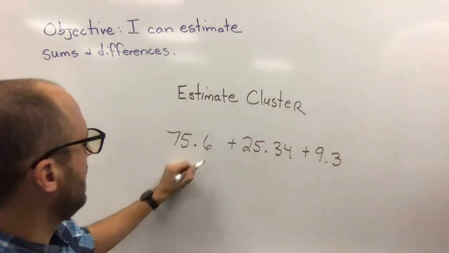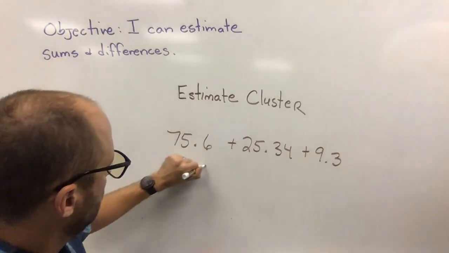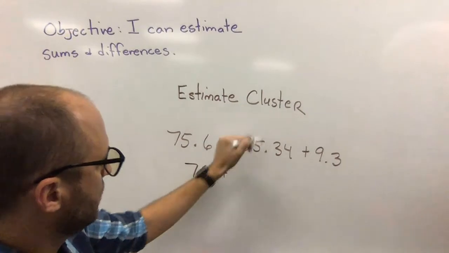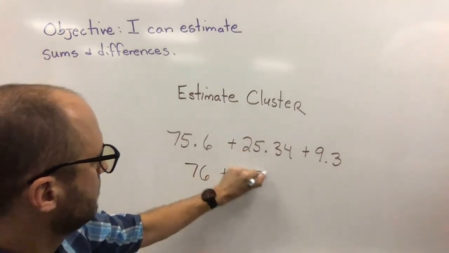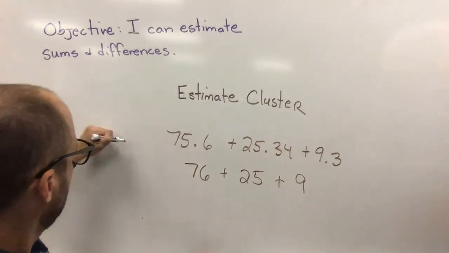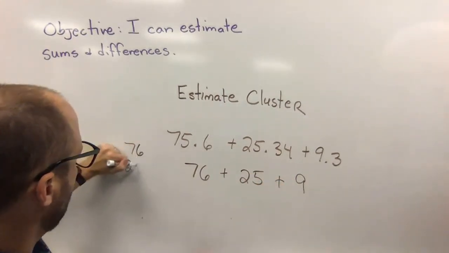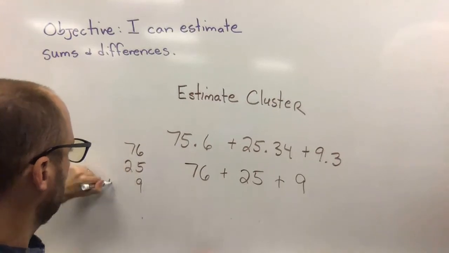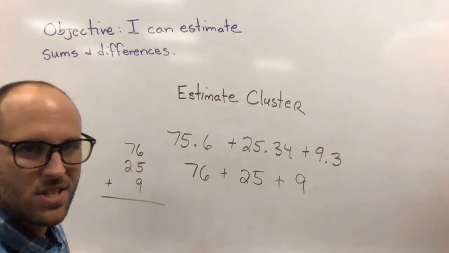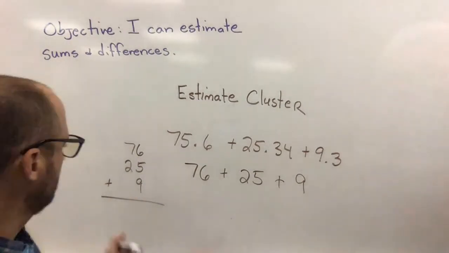So right here, 75 and 6 tenths is going to round us to 76. 25 and 34 hundredths, that 3 tells us to keep it at 25. And 9 and 3 tenths, that tells us right there to stay at 9. And again, now that there's a cluster, I definitely recommend doing this side work. It just makes it more helpful. And again, we usually add vertically anyway, so it's nicer to do than trying to add horizontally.